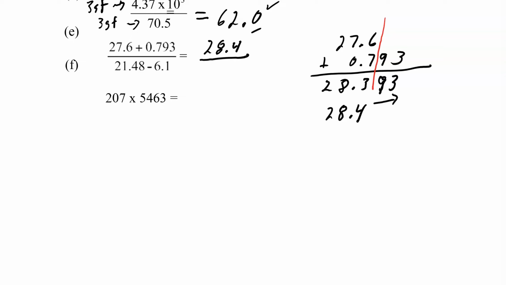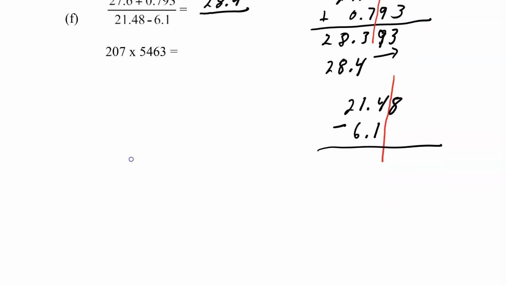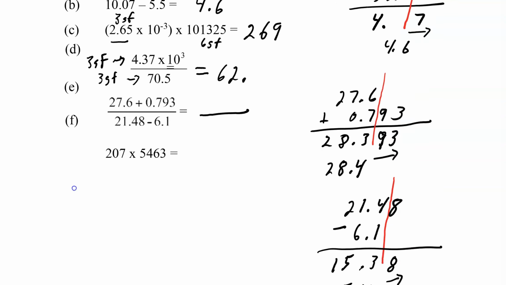So let's do that on the side here. We've got 21.48, and we're subtracting from that 6.1. Again, let's draw our line to separate our numbers we want to keep and the ones we want to drop. We're subtracting here. We're going to carry that 8 down. We're going to subtract a 1 from the 4 and get a 3. And we've got 15 to the left of the decimal. Now our 8, of course, is greater than 5. That's going to be dropped, but we're going to round a 3 up to a 4. So our denominator value is going to be 15.4.